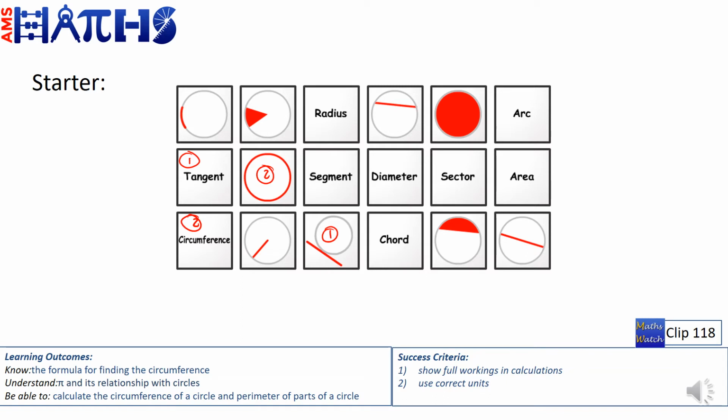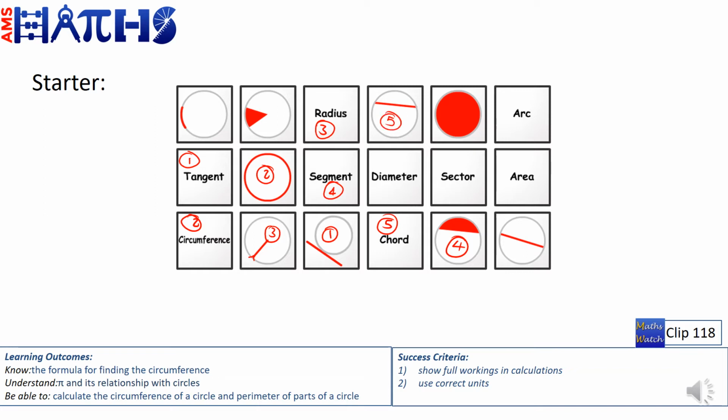And if we go for radius, let's call that number 3, then our radius will go from the center of the circle to one point on the circle, so that's number 3. If we go for segment, let's call that number 4, then this picture here would be the segment. Then if we go for chord, let's call that 5. This one would be our chord.